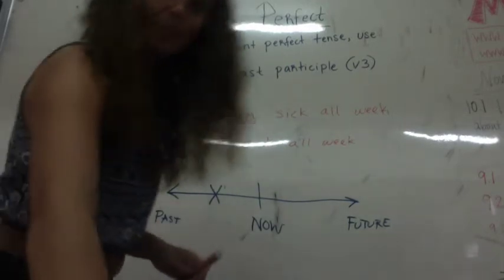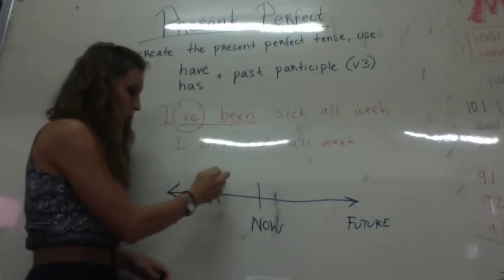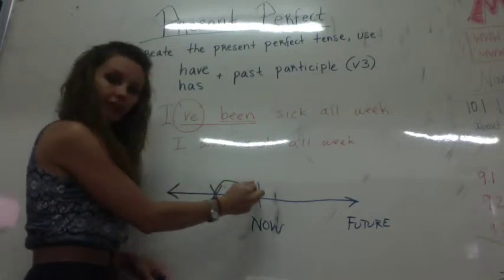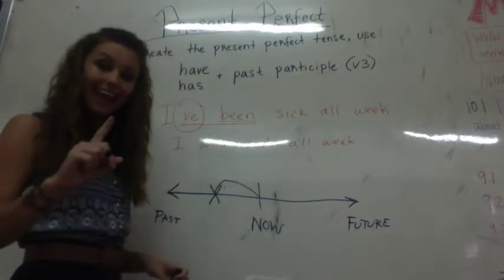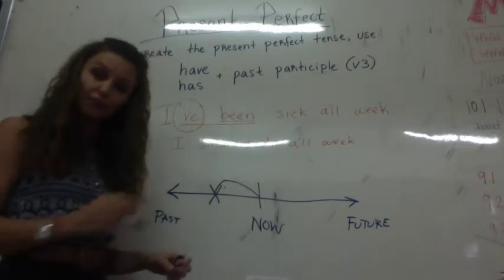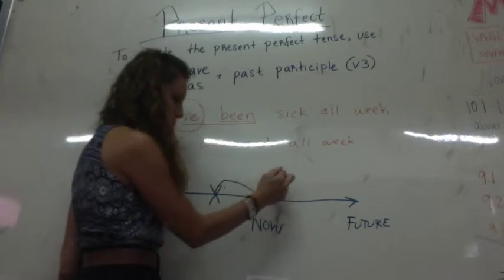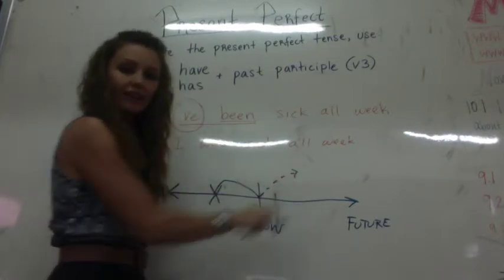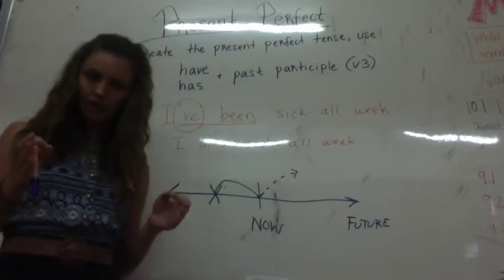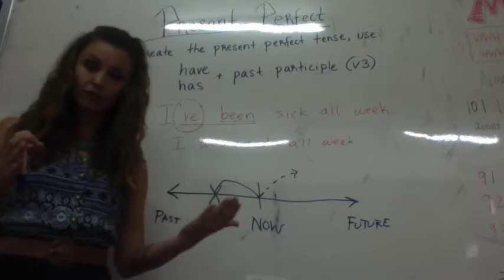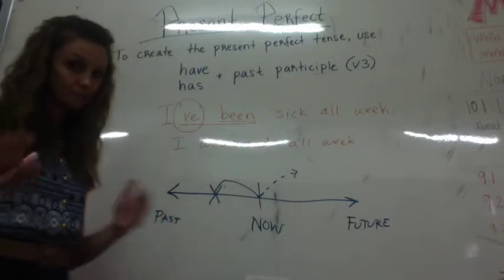that means that it is something that started in the past but affects you right now, at this moment, at the moment you are speaking. And it's very likely it will continue into the future. So, I'm going to put a dotted line here because it's not mandatory that it will continue into the future. It's just very likely that it will continue into the future.